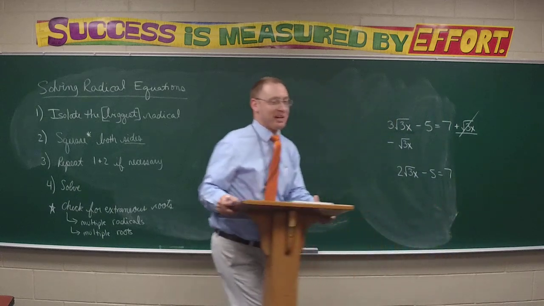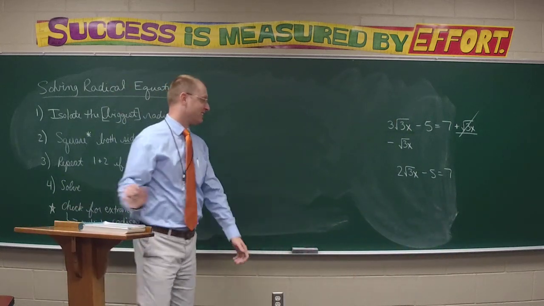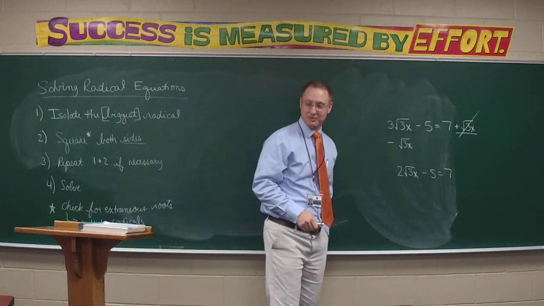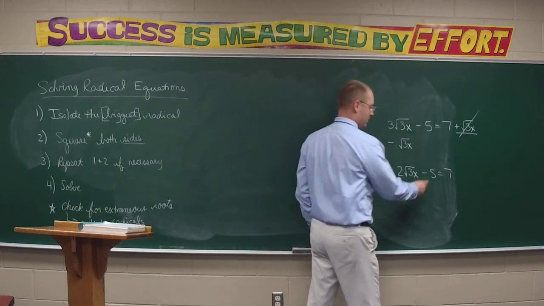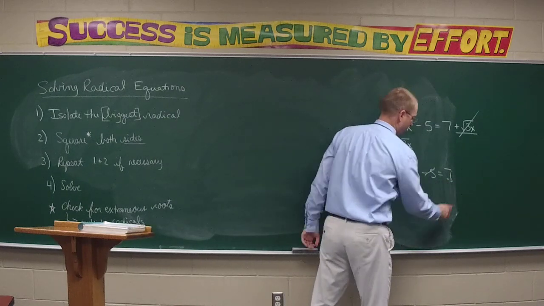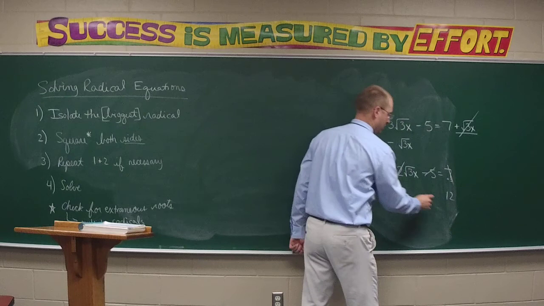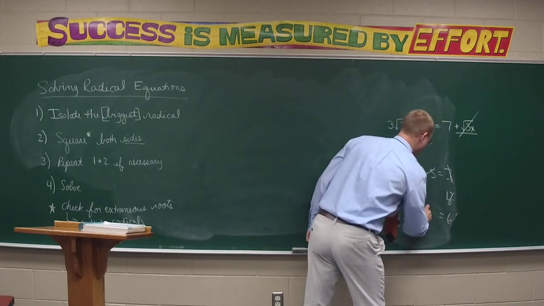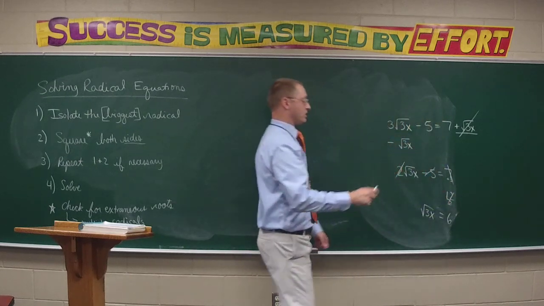So then what do we do, Michael? You gotta isolate. So what do we do? You take away the 5 and add 5 plus 7, which gives you 12. And then you divide away the 2, and that gives you 6. All right, so we've isolated the radical. The square root of 3x is equal to 6.